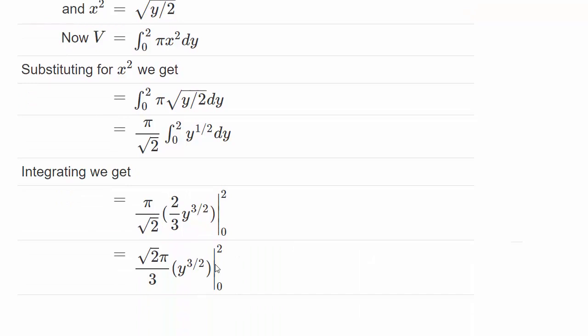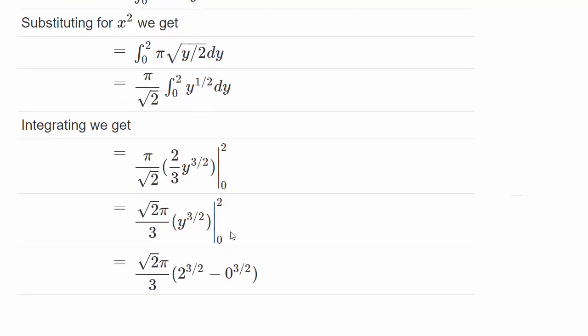Now we're going to substitute the values of the upper limit and the lower limit. We put 2 into here, so we get 2 to the 3 over 2 minus 0 to the 3 over 2. Obviously 0 to the 3 over 2 is going to be 0. 2 to the 3 over 2 times the square root of 2 is going to be 2 to the 4 over 2, or 2 squared, which means that our answer is going to be 4 pi over 3. And if that's what we got, our answer is correct.